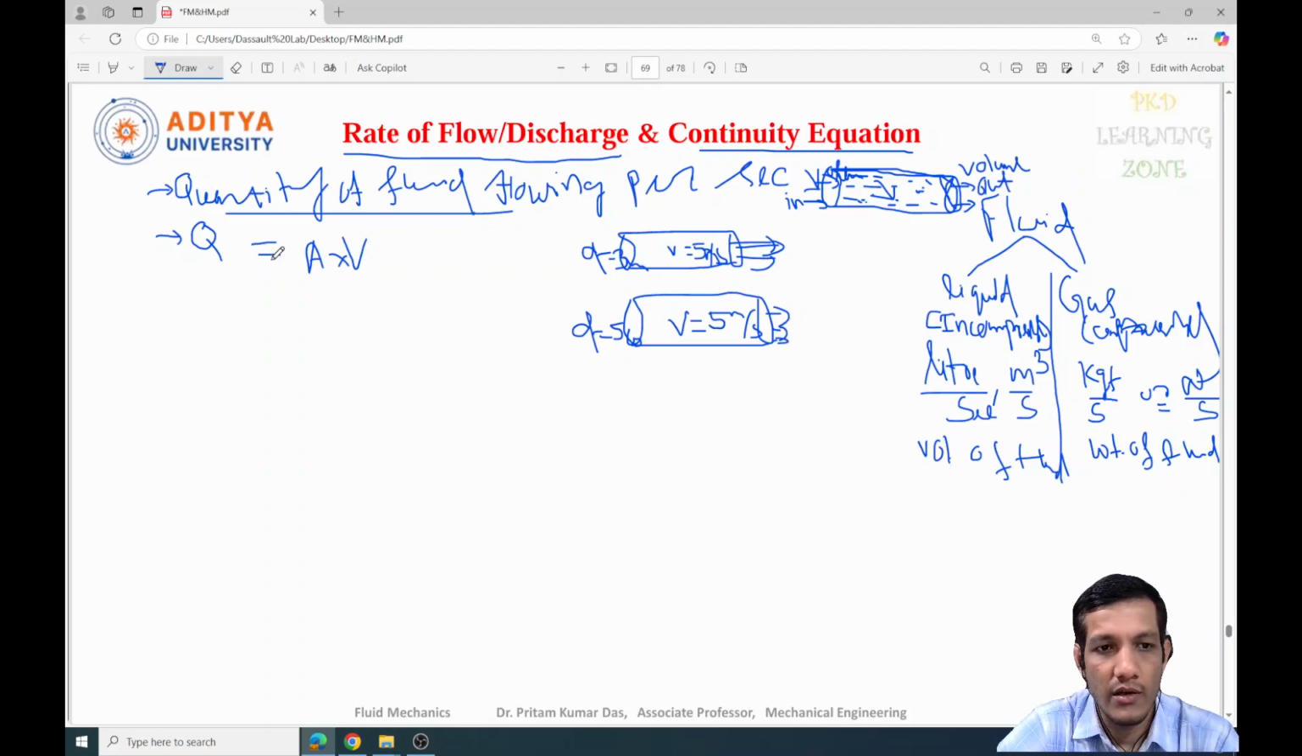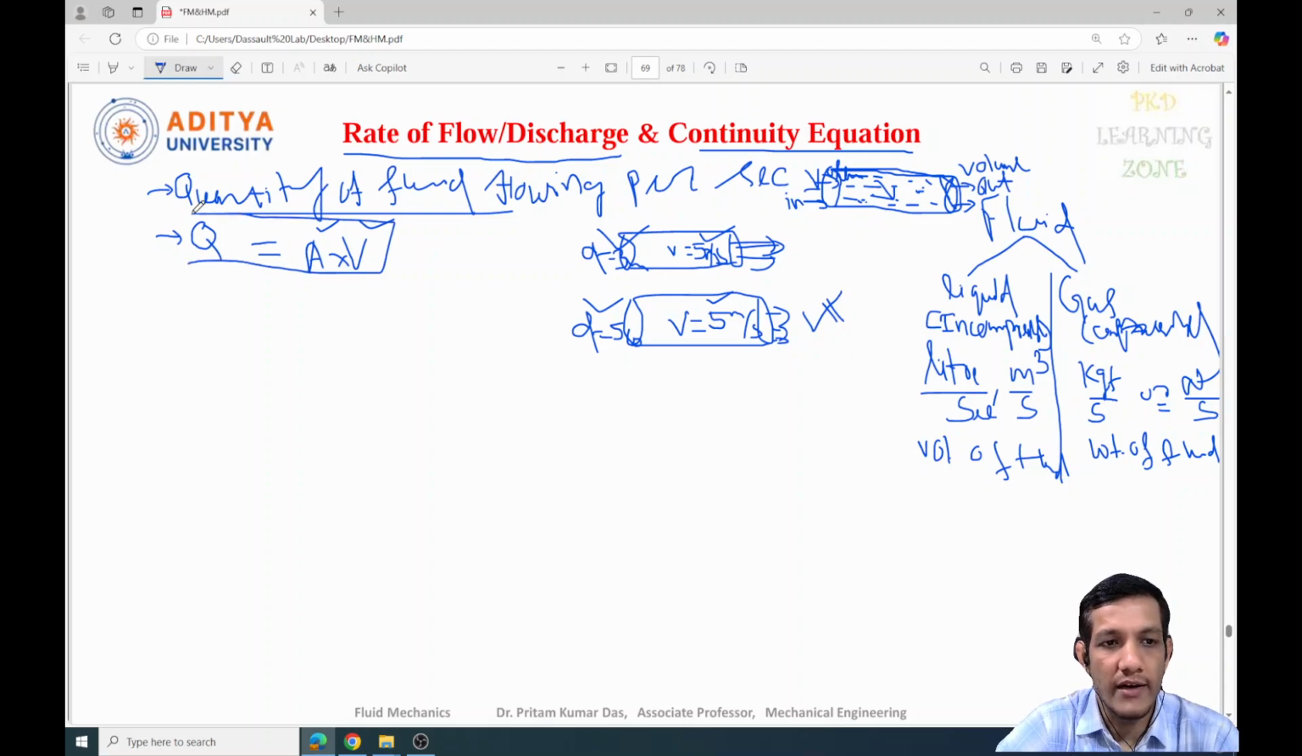Now as per our concept, if you multiply, area is different but velocity is the same. If velocity is the same and area is different, then whichever pipe has more area, we can get more quantity in that pipe. So obviously the bigger diameter pipe gives more flow, because velocity is the same in both, but the diameter is larger here. So both are important. The quantity is defined based on the diameter and the velocity of the flow.